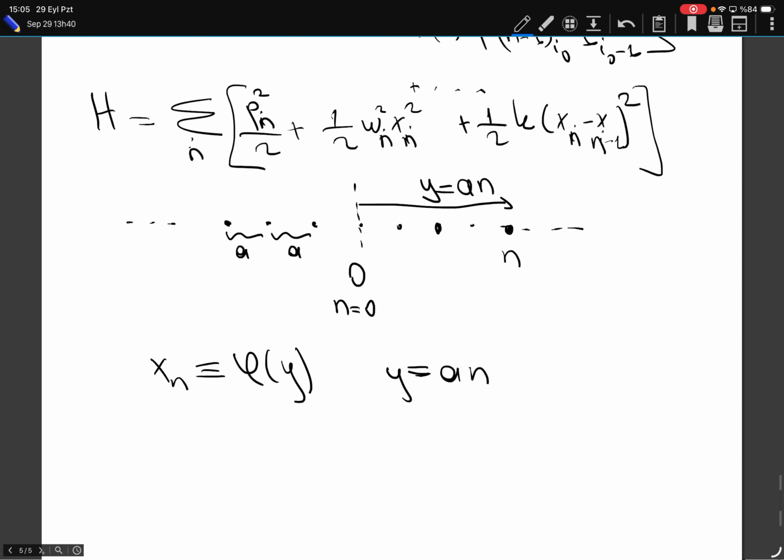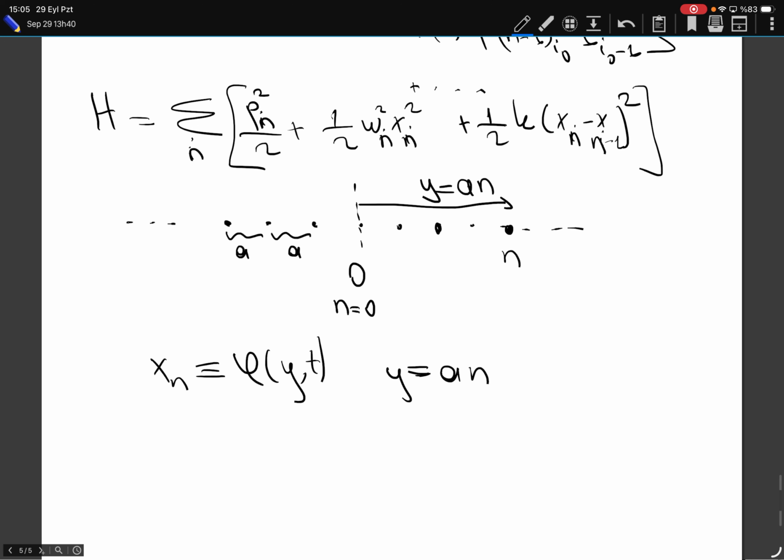Now this xn is the displacement of the nth oscillator. Of course, if I solve the equations of motion, xn will depend on time. So phi of y will depend on time. So eventually I will have phi of y and t. You see, y will not have time dependence. His position doesn't change if he leans forward or backward, as long as he doesn't stand up. He is the first person in the row.